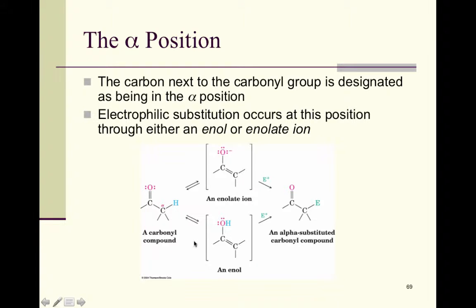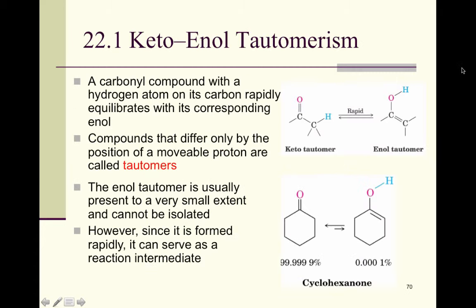So just as with the enolate ion, once we have an enol, an electrophile can come in, and when it comes in, it's going to substitute on the alpha position, and we could get the exact same type of product, an alpha substituted carbonyl compound.